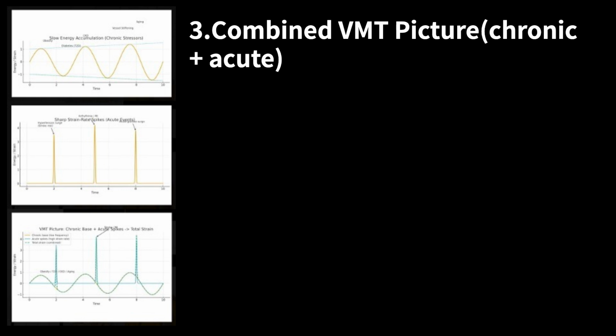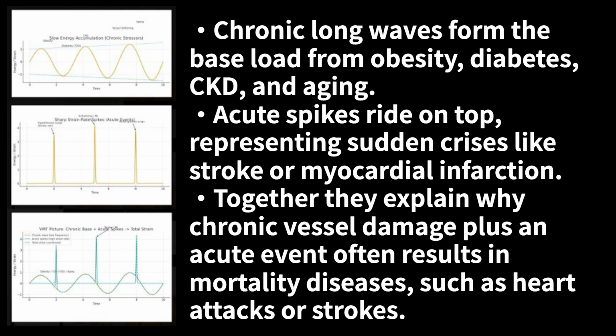3. Combined VMT picture, chronic plus acute. Chronic long waves form the base load from obesity, diabetes, CKD, and aging. Acute spikes ride on top, representing sudden crises like stroke or myocardial infarction. Together they explain why chronic vessel damage, plus an acute event often results in mortality diseases, such as heart attacks or strokes.